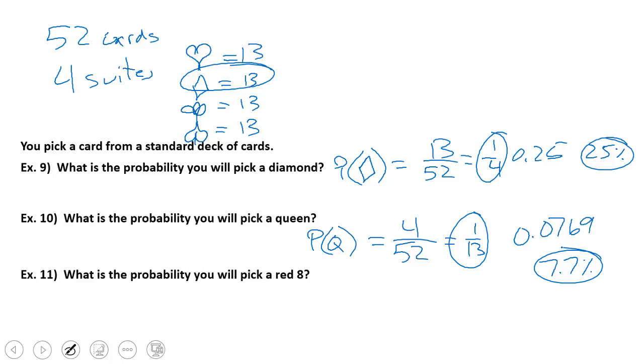Example 11, what is the probability that you will pick a red 8? Well, let's see. Of the 4 suits, we have hearts and diamonds are red. The spades and the clubs are black. So there's going to be 2.